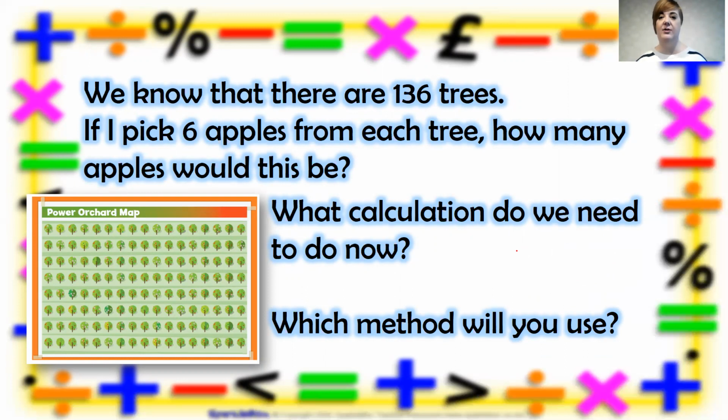Now, I'm not expecting anyone to pause now and say the answer straight away. I want you to think though, what calculation do we need to do now? So just have a think. We know that there's 136 trees, and from each of those trees, I'm picking 6 apples. So if you look at this picture, each one of these apples, I'm picking 6 from. So the calculation that we need to do is 136 times 6. Let's write that down there.